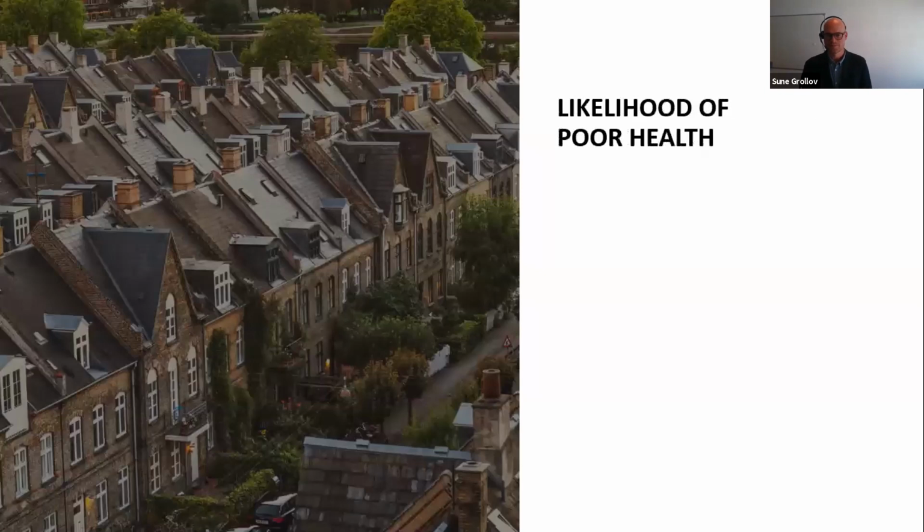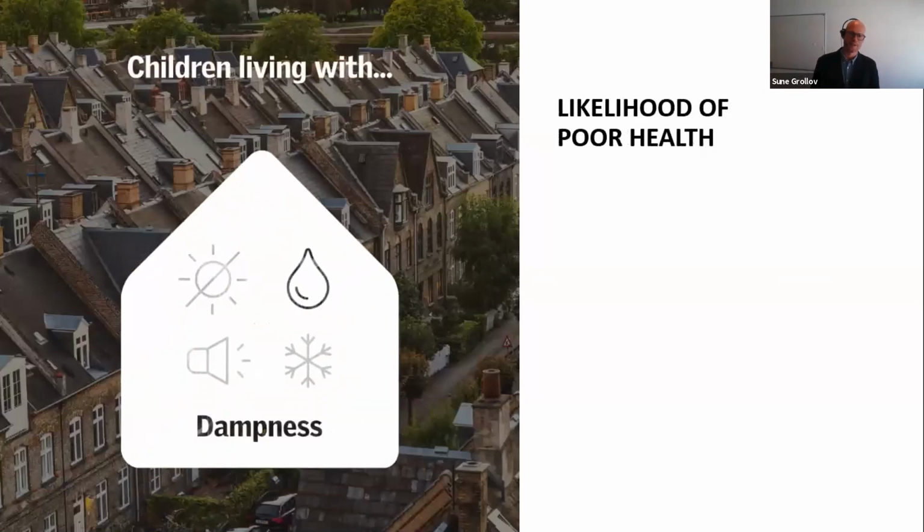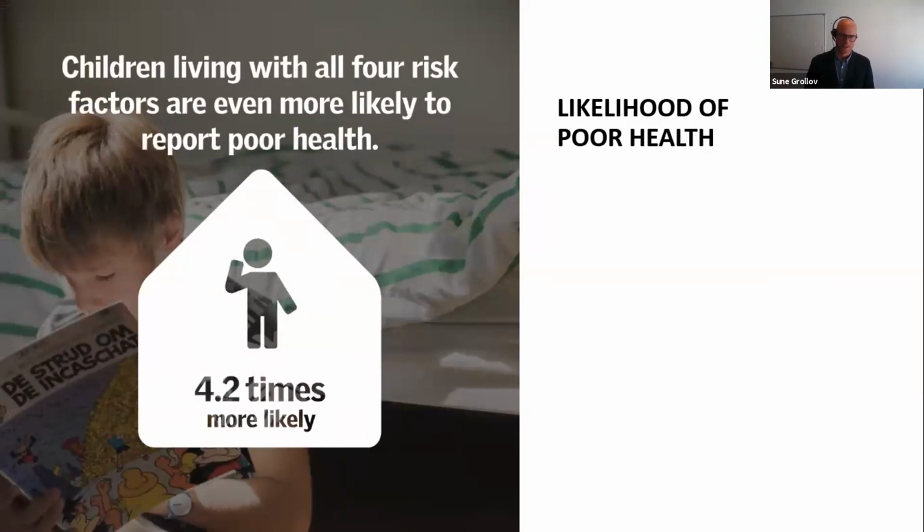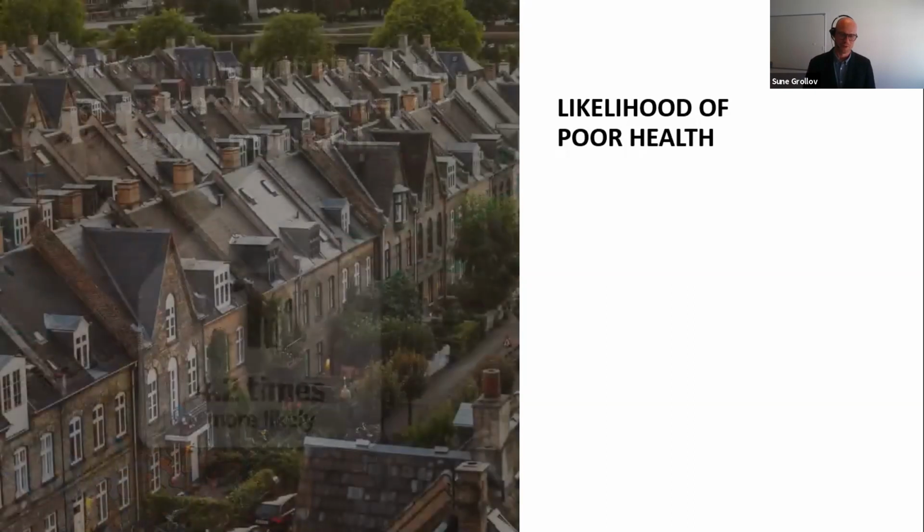We can see that the risk factors they live with are cold temperatures, excessive noise, not enough daylight, and too much damp and mold. For a child who lives with just one risk factor, the likelihood of that child being reported ill is 1.7 times higher than for another child on average. And if you live with all four risk factors, you are 2.4 times more likely to report poor health. So this is quite a significant correlation.